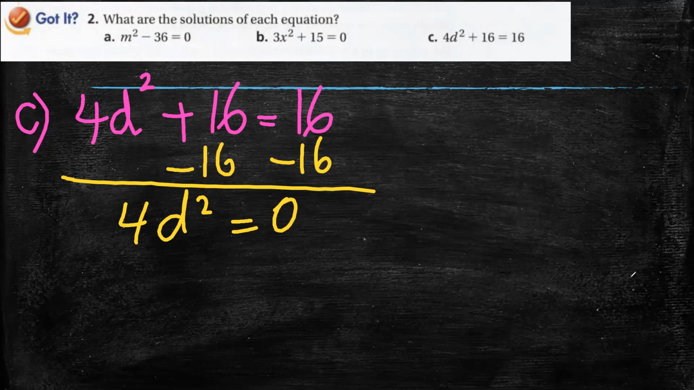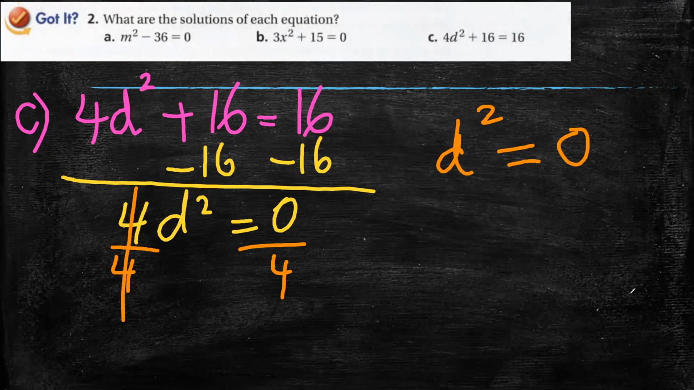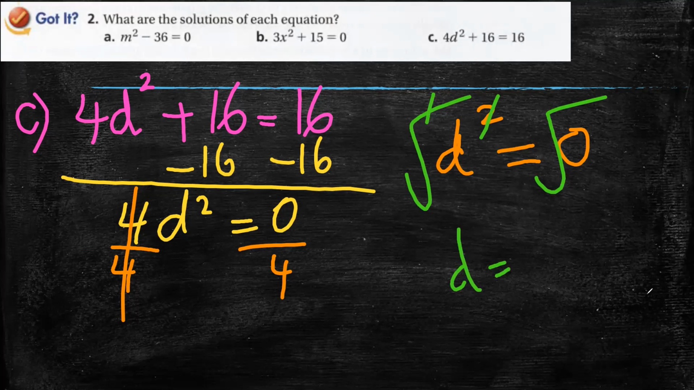Then what do I have to do? Divide by 4, which is 0. So I have d squared equals 0, then I take the square root. D is equal to, what is the square root of 0? Zero. You don't say positive or negative, zero has no sign. So that's why we have only one solution for it.